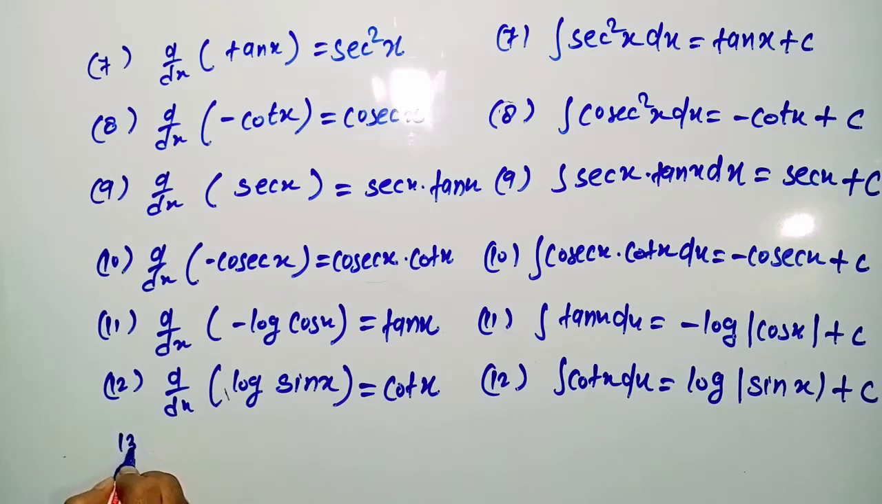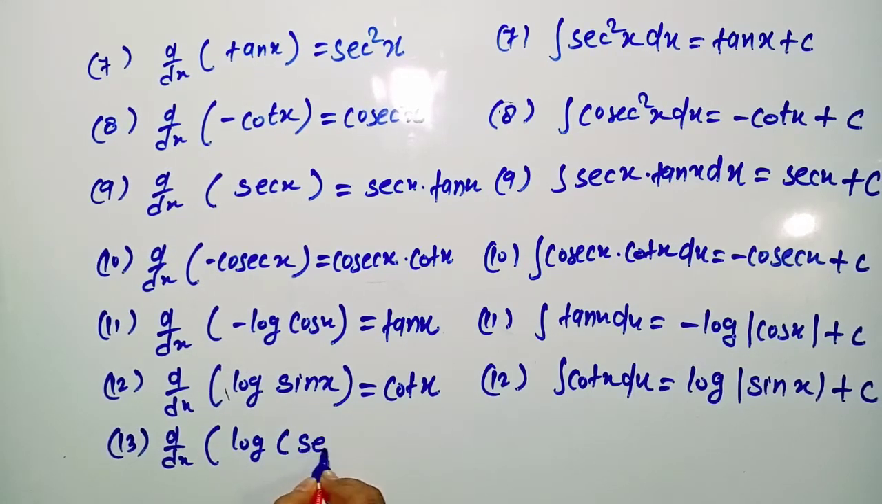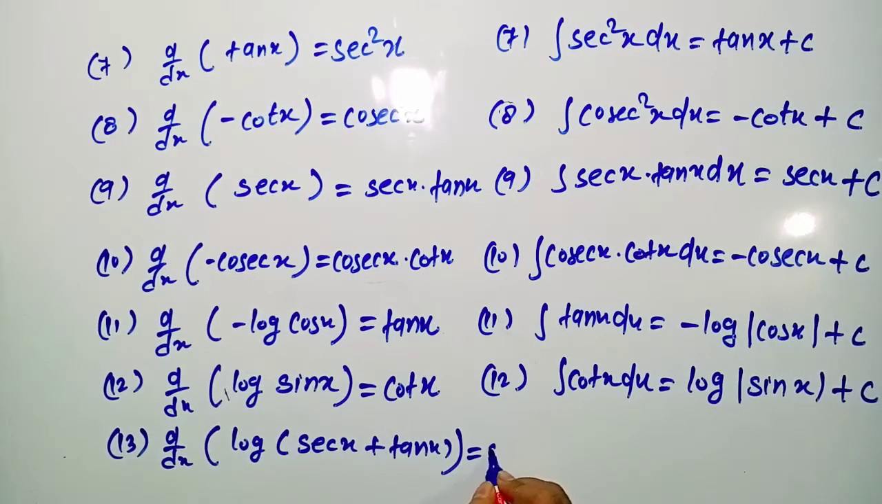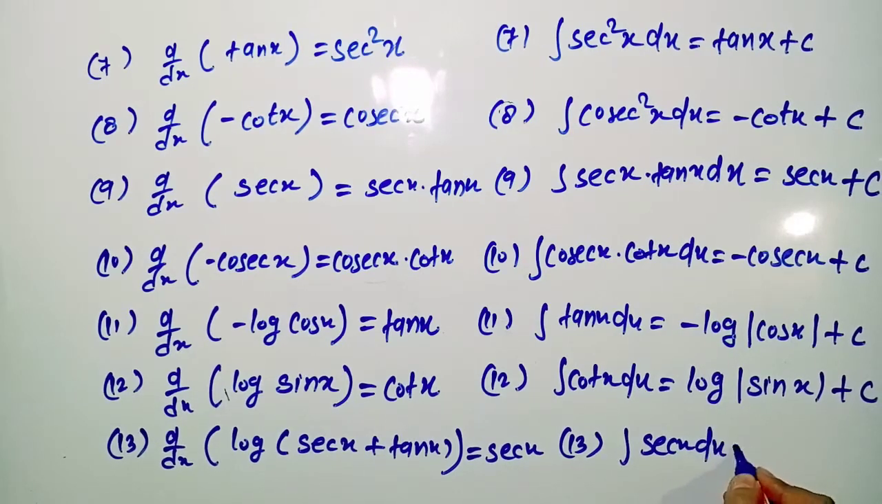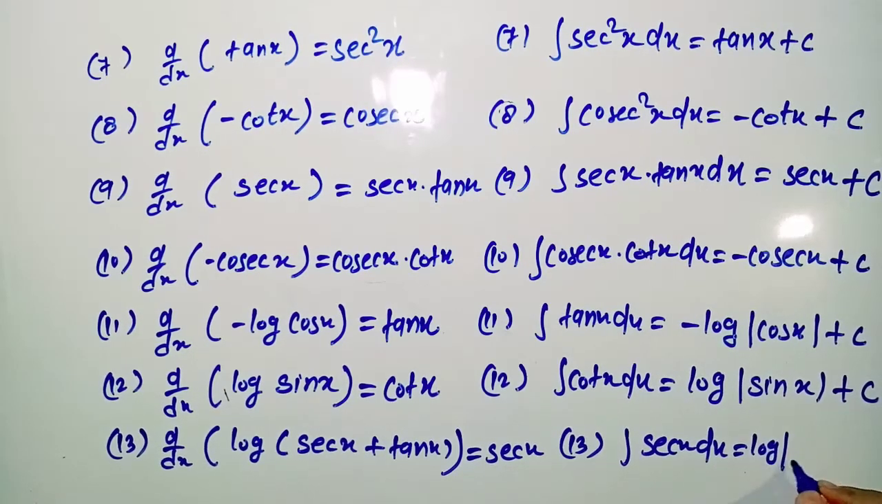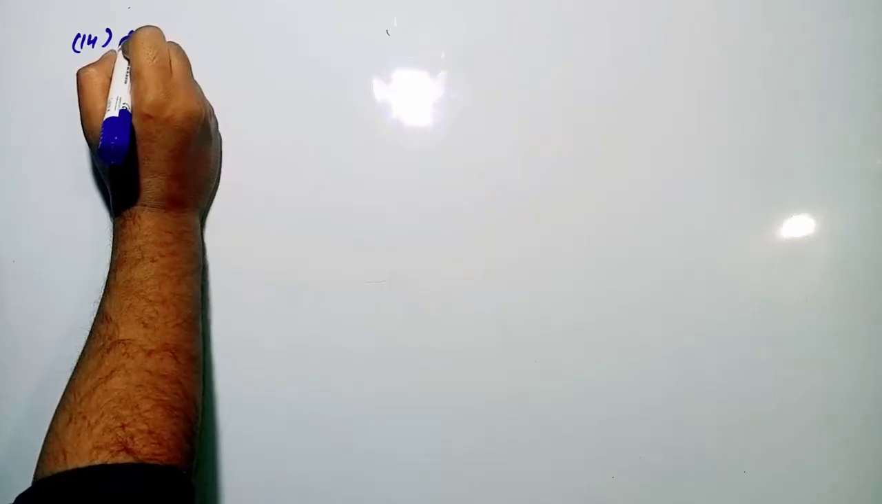Number 13, differentiation of log sec x plus tan x is equal to sec x, and integration of sec x will be log sec x plus tan x plus c. Okay students, now moving to the next formula.